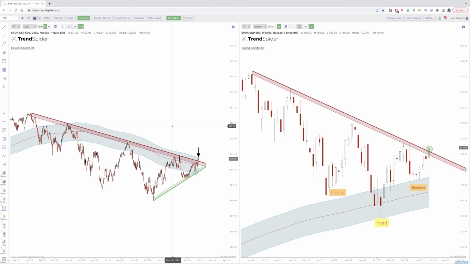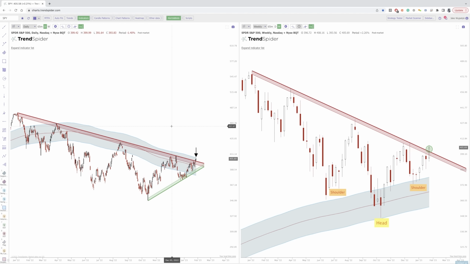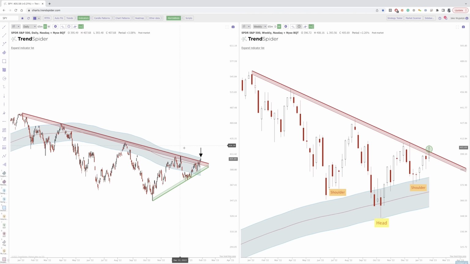That's what's happened in the past. Obviously, we're in kind of a different market environment, so you have to consider that, no doubt. So just something to think about. We did reject off this area. This envelope is something to keep in mind going into the month of February for sure.